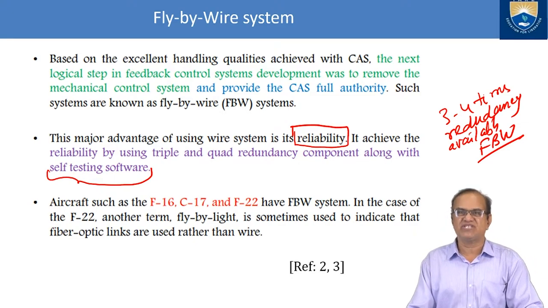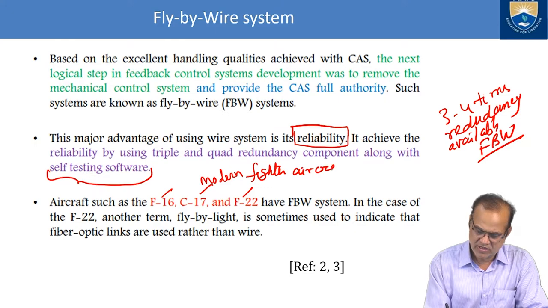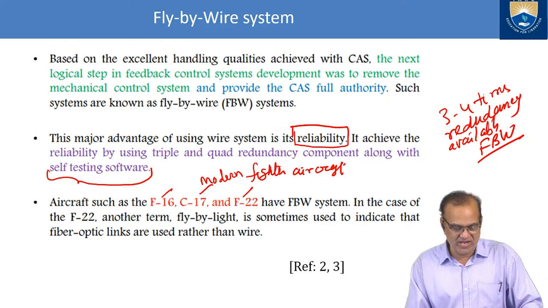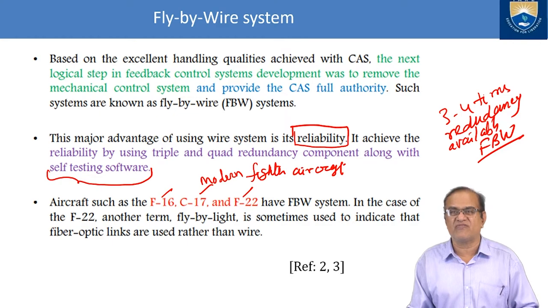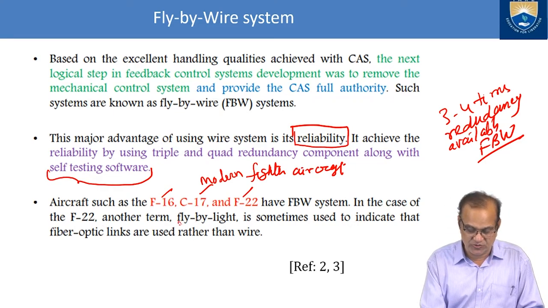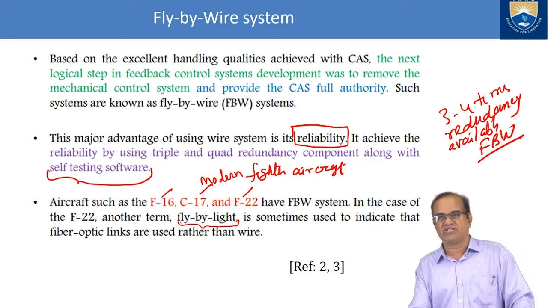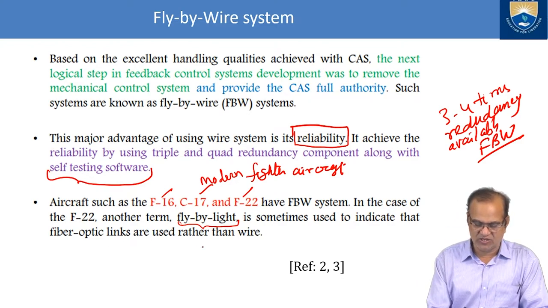Aircraft such as the F-16, C-17 and F-22 are modern fighter aircraft equipped with fly-by-wire. F-22 is one of the best fighter aircraft in the world as of now, and has FBW. In the case of F-22, another term, fly-by-light, was used. Fly-by-optics or fly-by-light is sometimes used to indicate that fiber optic links are used rather than wire. So in this, optics was used.